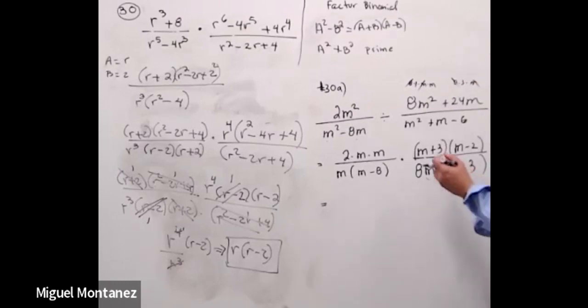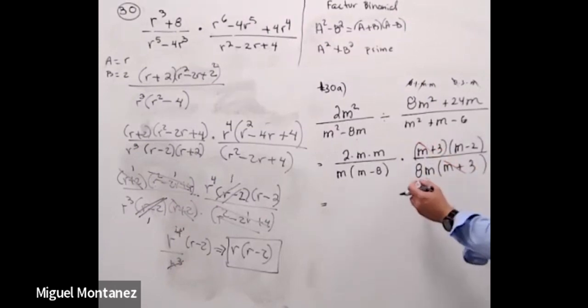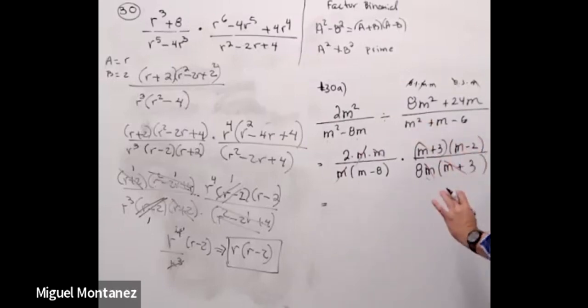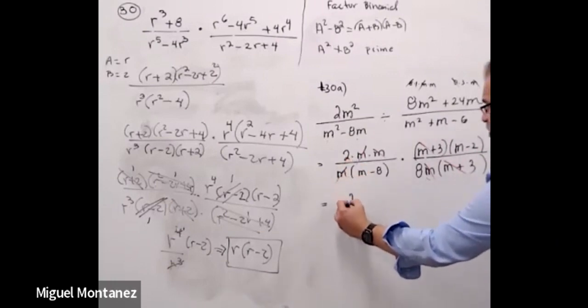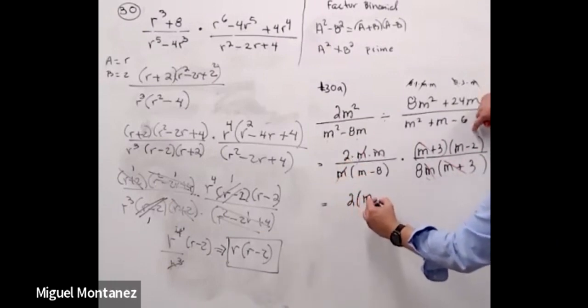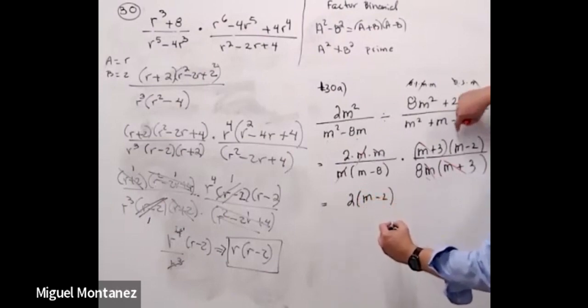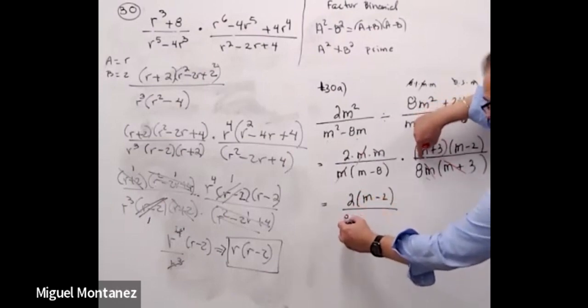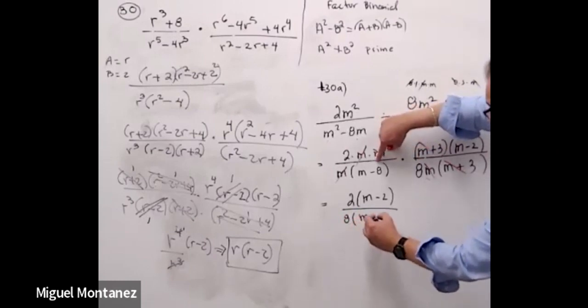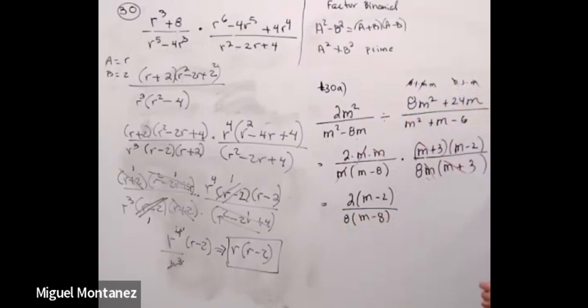So let's see, what can I eliminate here? m plus 3 over m plus 3 equals 1. I have 1 m here with another m. m over m is equal to 1. We can simplify the 8 and the 2, but let me rewrite it to see what we have. So far we have the parentheses m minus 2, and I have the 8 over m minus 8.